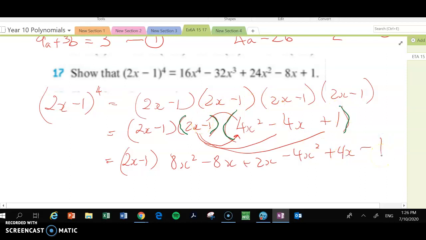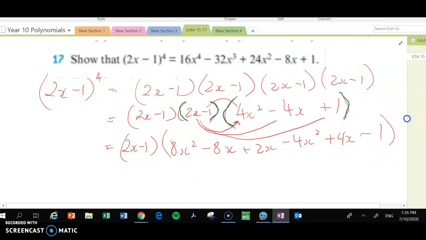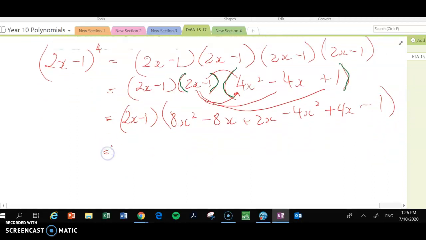minus 1. We'll need to collect like terms, because we didn't use a shortcut, so we have to collect our like terms. So we have the 2x minus 1. Well, by now I should have had a cubic actually. 2x times 4x squared is 8x cubed. My apologies. And 2x times minus 4x is minus 8x squared. So yes, there are possible errors that could be made. So please be aware of that. Let's double check. We had the 2x times that, correct. That was minus 4x, correct.